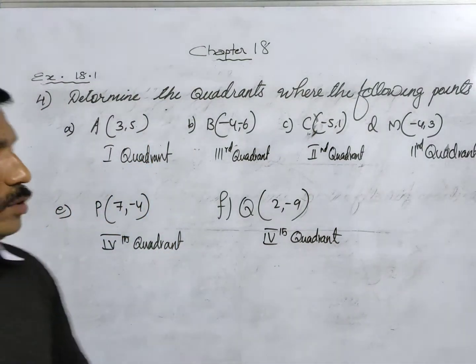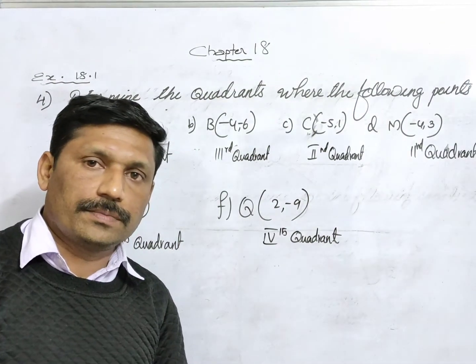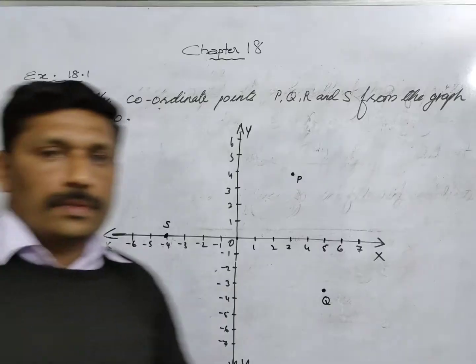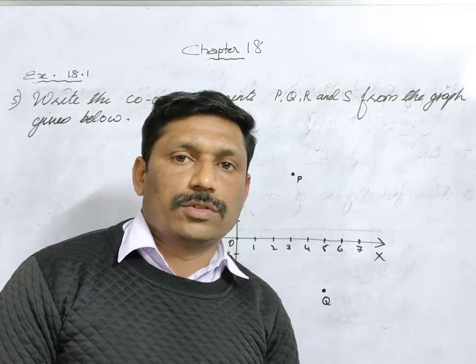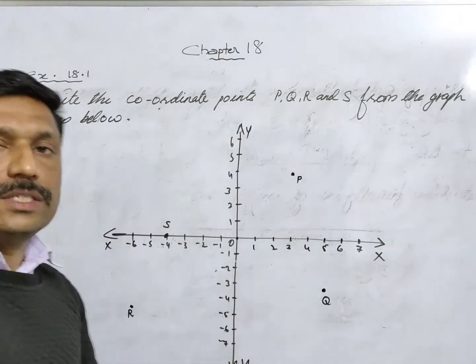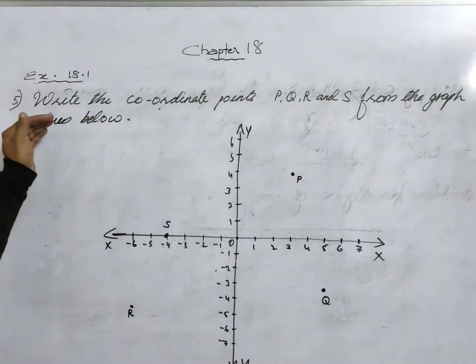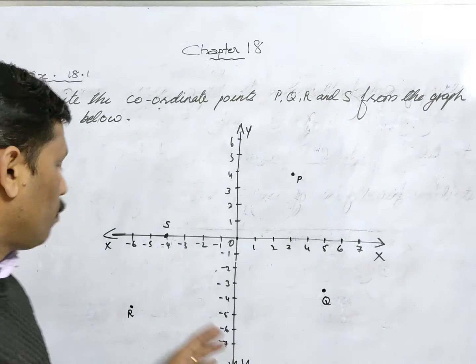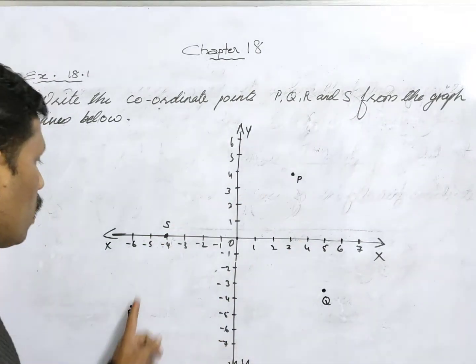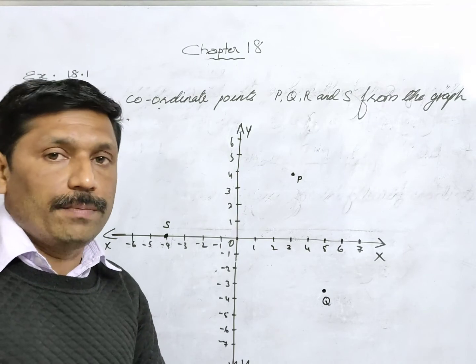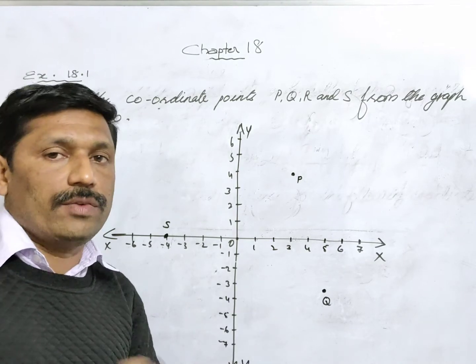So I think you understood this question. This you write in your graph book. Then students, next question is question number 5. Here one graph is given and some points are also given. You have to write the coordinate points of P, Q, R and S from the graph. Here P, Q, R and S, 4 points are given. Write the coordinates of those points. Coordinate means x coordinate and y coordinate.